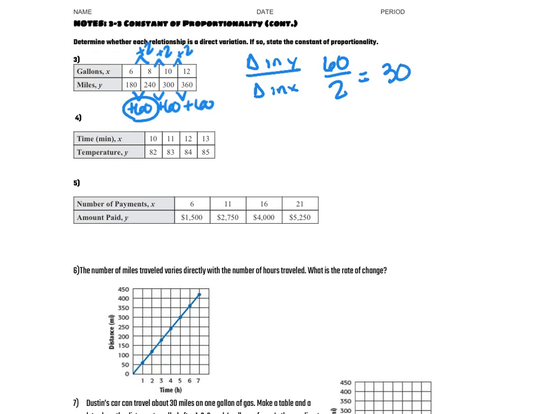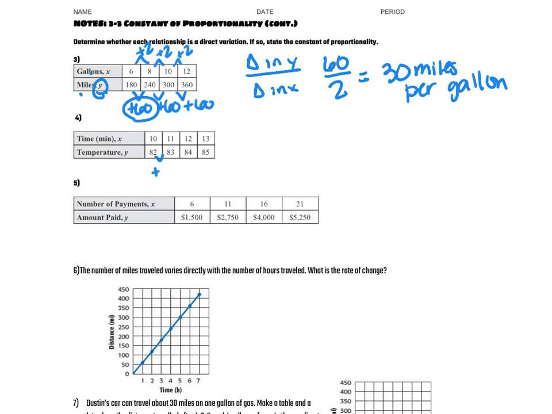And it's 30 miles per gallon. And I want you to write that. I don't want you to just write 30. I want you to write 30 and then you decide how it's worded. So the bottom over the top. But on there it's X over Y. You still do it Y over X though.